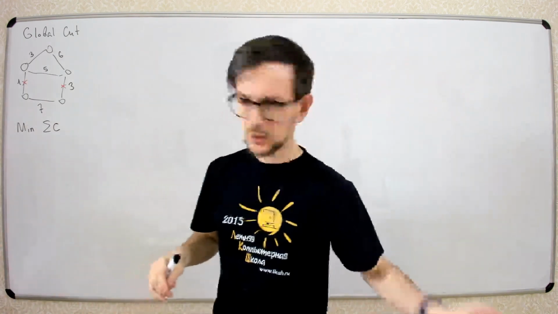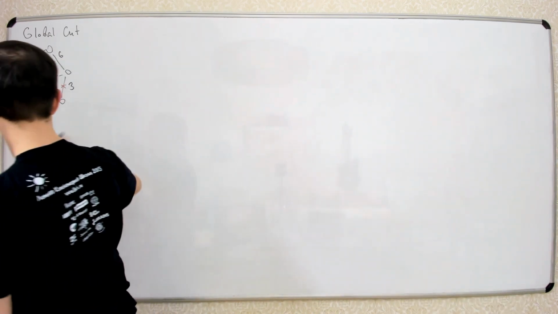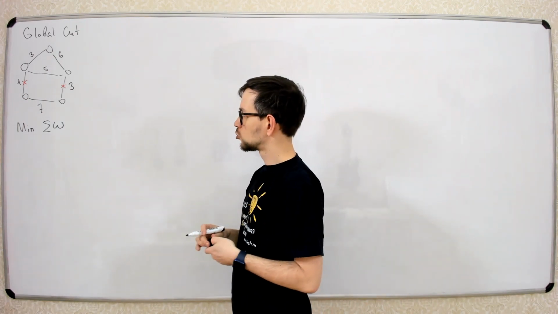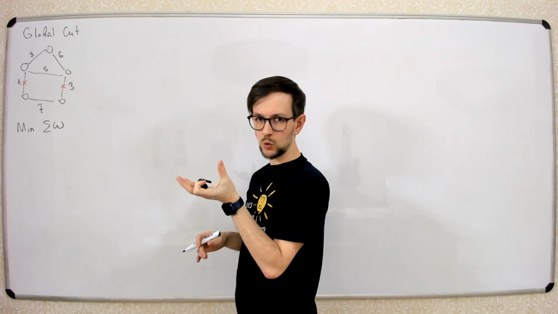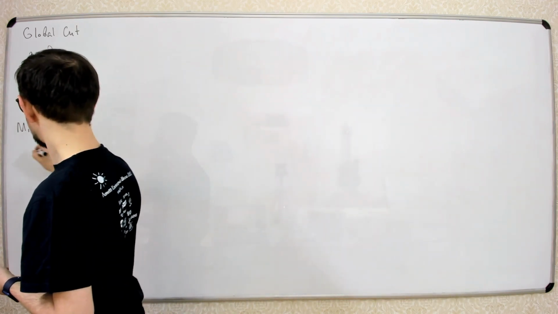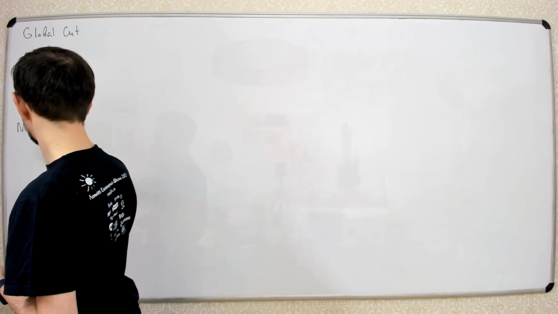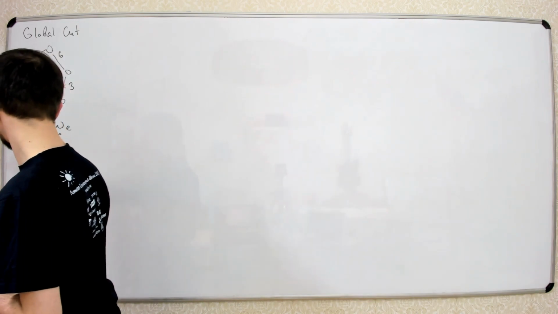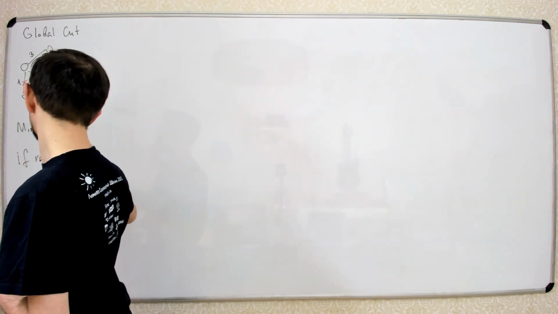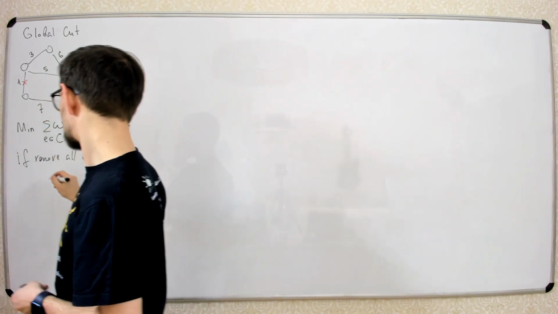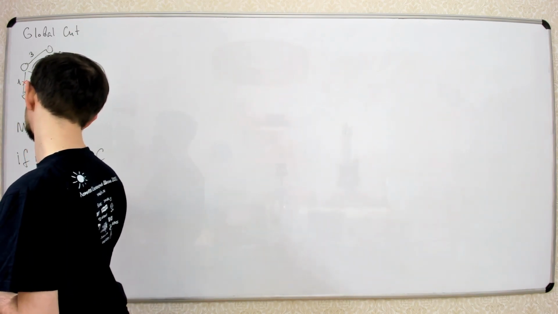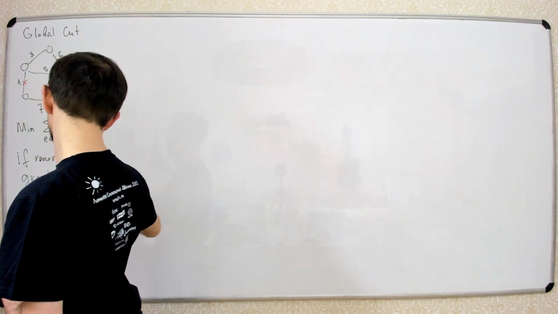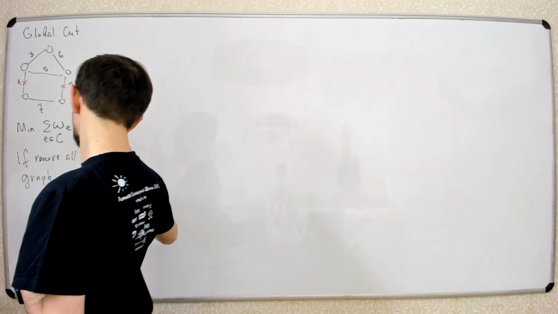Let's see the weight of the edges instead of the cost of the edge. So we want to remove the edges of the minimal total weight. Such that if we remove all these edges, all edges from this cut, the graph is not connected.